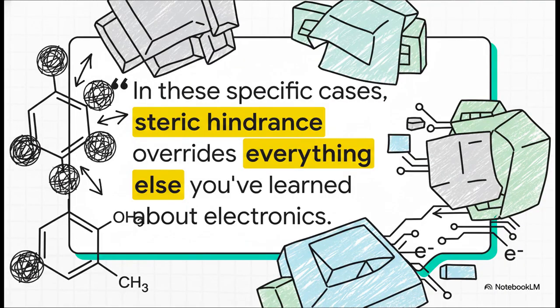So, the crucial point, the main takeaway, is this. When you see a group at the ortho position on a benzoic acid or an aniline, you need to just stop thinking about electronics for a second and start thinking about physical space. In these specific cases, steric hindrance, the sheer bulk of the atoms, is king, and it overrides everything else.